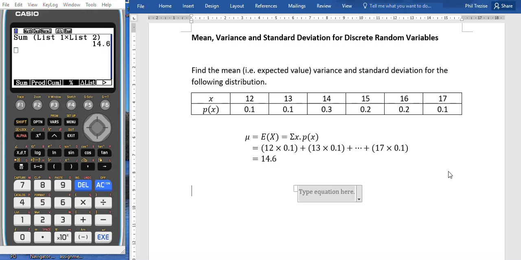Now, what about the variance? Well, we have a formula for the variance of the variable X. Right, here we go. Now, the formula for the variance is the sum of sigma, and this time it is x squared times the probability of x, and after we do that sum we subtract the square of the mean.